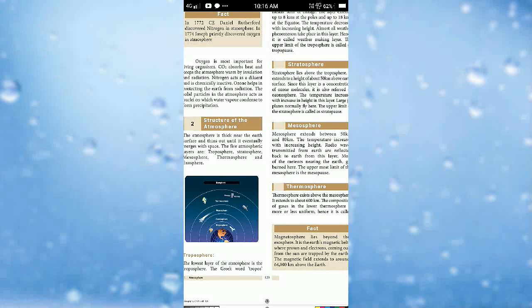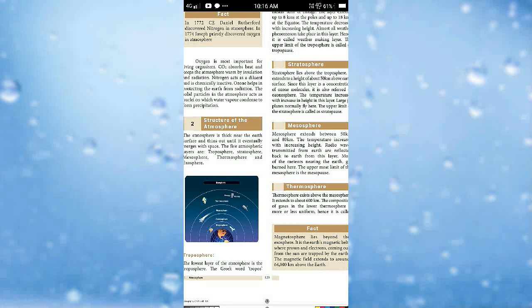The temperature decreases with increasing height. In troposphere, the temperature decreases with the increase of height. Almost all weather phenomena take place in this layer. What is the meaning of all weather phenomena? Too much of heat is present in this layer only. Hence, it is called the weather making layer.